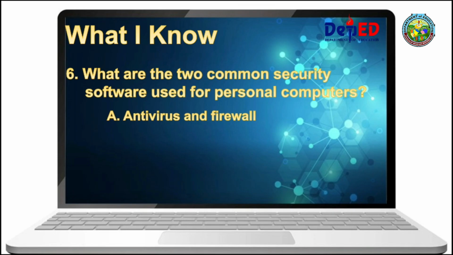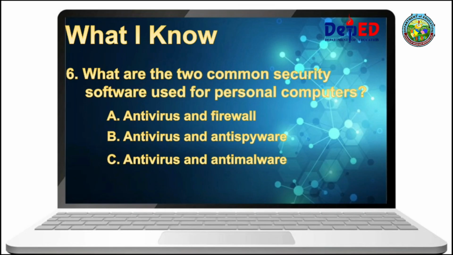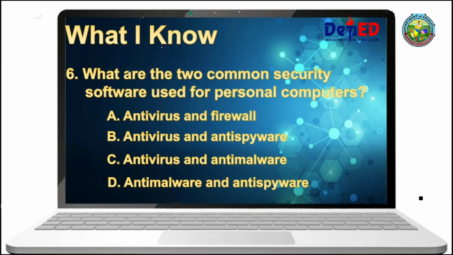Number 6. What are the two common security software used for personal computers? A. Antivirus and firewall. B. Antivirus and anti-spyware. C. Antivirus and anti-malware. Or D. Anti-malware and anti-spyware. The correct answer is B. Antivirus and anti-spyware.